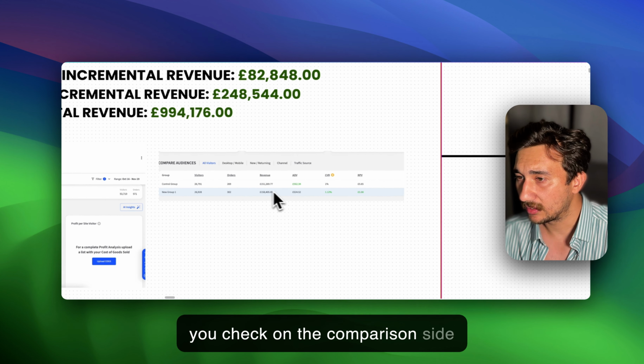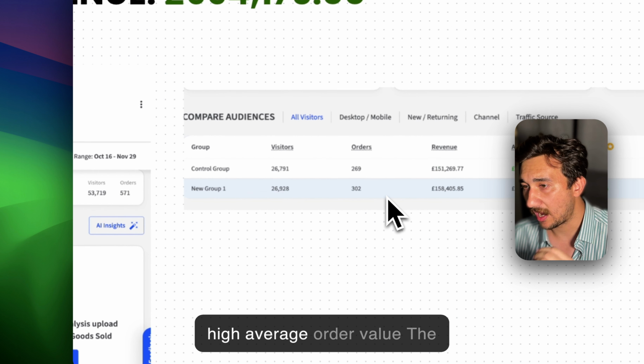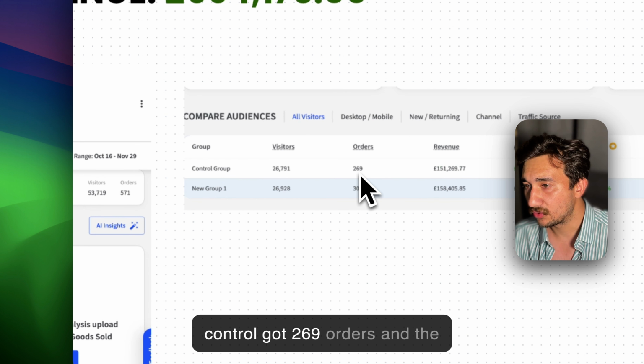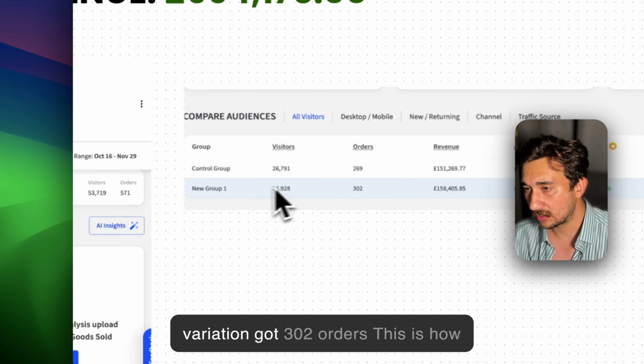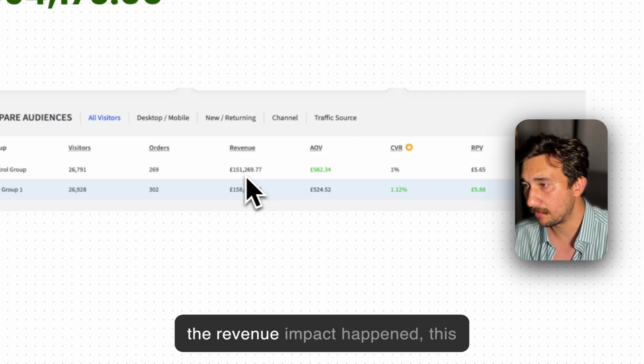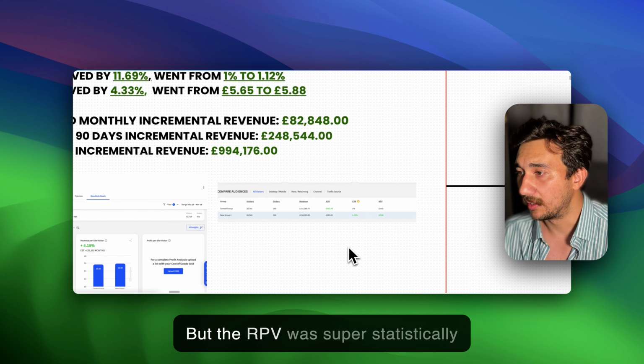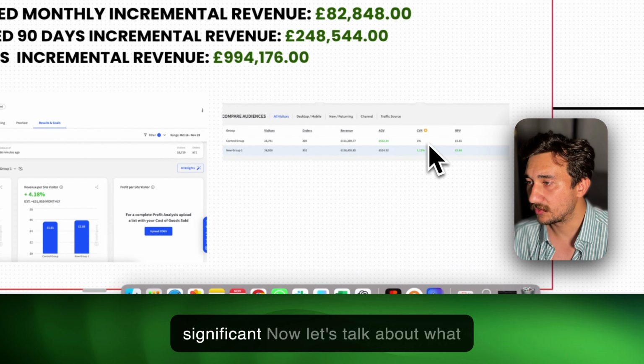Now, if you check the comparison side, this is how the orders look, and this is a high average order value. The control got 269 orders, and the variation got 302 orders. This is how the revenue impact happened. This is how the conversion rate happens. But the RPV was super statistically significant.